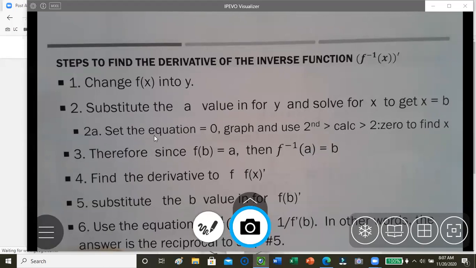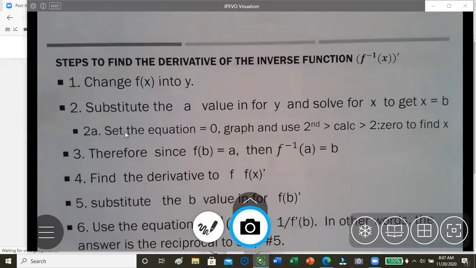In some equations, you can just solve for x, but others, where you can't solve for x, you can either use synthetic division or you can just use the calculator. We're going to use the calculator. Set the equation equal to 0, graph it, use second, calc, and then 2 to find the 0. Once you find the 0, then you find the x value. Okay, so we're going to look at that.